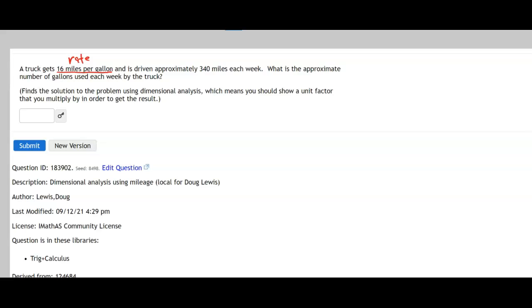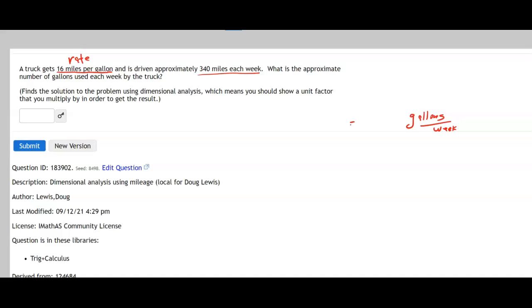It's driven approximately 340 miles each week. So the approximate number of gallons used each week by the truck. So we know that we start out with two things. We know how many miles each week we drive. We know how many miles per gallon we get. And remember, at the end, we want to know how many gallons we use in a week. So we want gallons per week as our final unit.